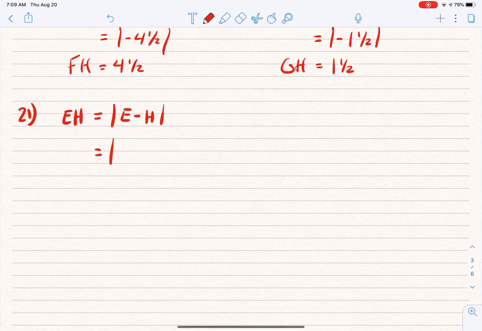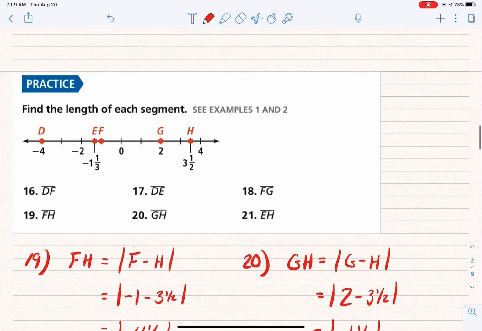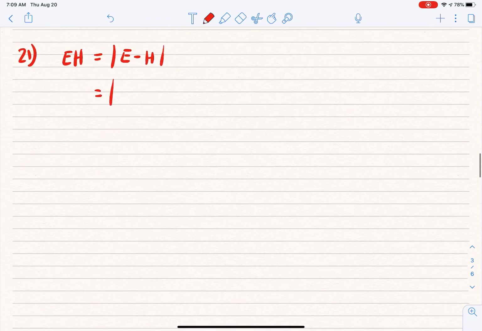So I now have to go look, and E is at -1 1/3, and H is at 3.5. So I say -1 1/3 minus 3.5. Now this has to do with mixed numbers, common denominators, and things like that. That was 5th grade and 6th grade math. You might not have practiced it since then, but that was old math.